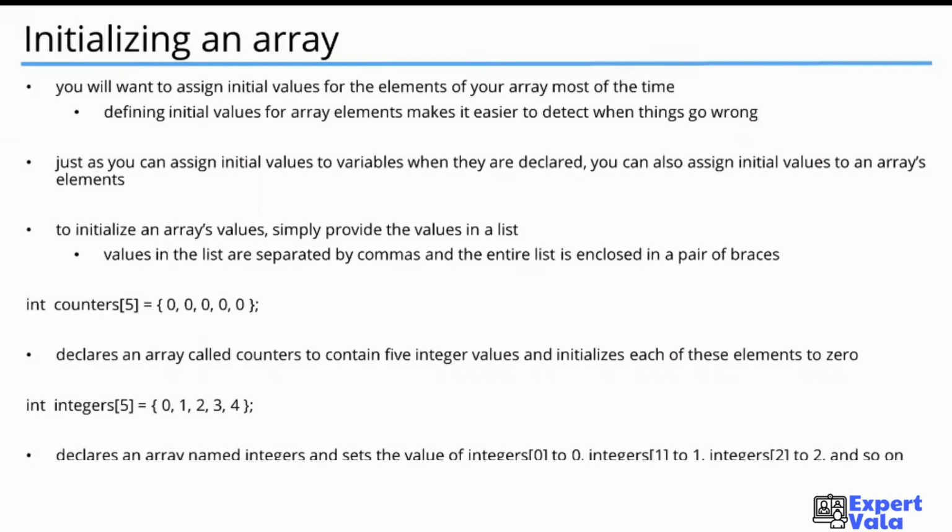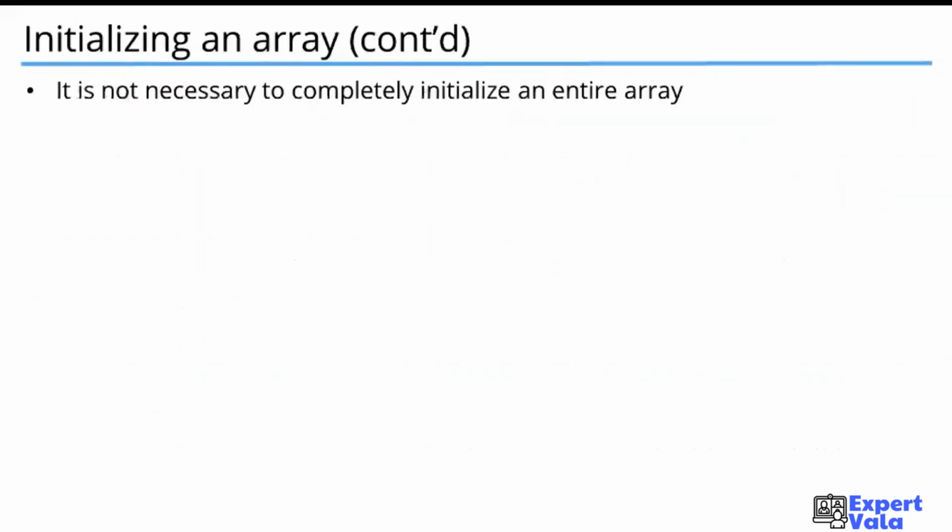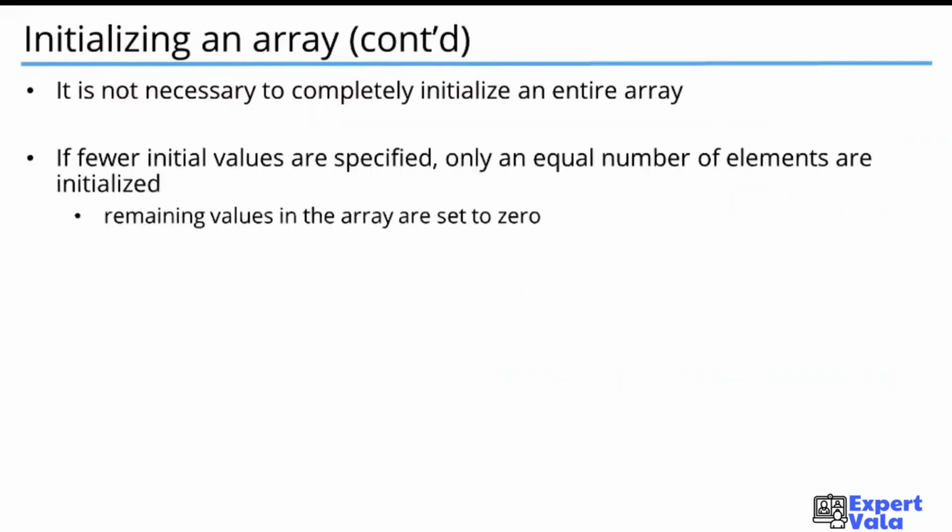When you want to do this, it's also not necessary to completely initialize the entire array. So in those two previous examples, we initialized all 5 elements of an array of size 5. What if you only want to initialize some of the values? If you provide initial values that are not equal to the size of the array, then the remaining values are set to 0.